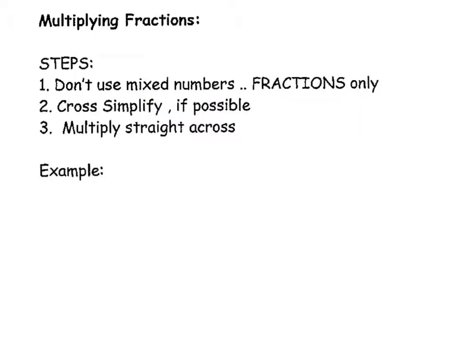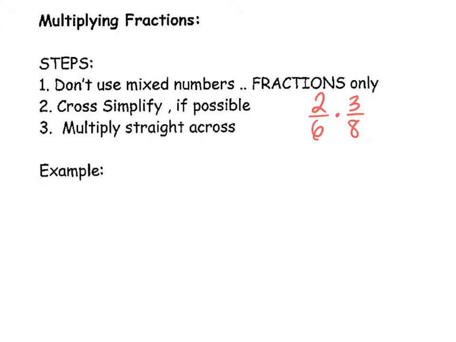Let's get started. So all the steps for multiplying fractions are there. Don't use mixed numbers. So if you have a mixed number, you got to change it first. Cross simplify if possible. Let's kind of recap what cross simplify means. Okay, here's a cross simplify example: 2/6 times 3/8. Okay, write that down next to where it says cross simplify. Cross simplifying and cross canceling are the same words.